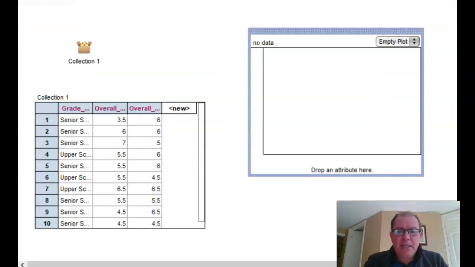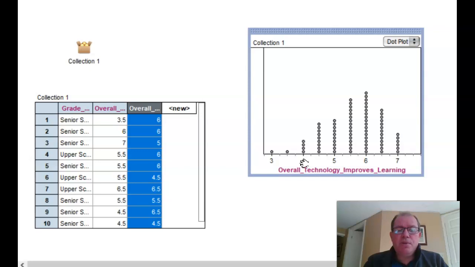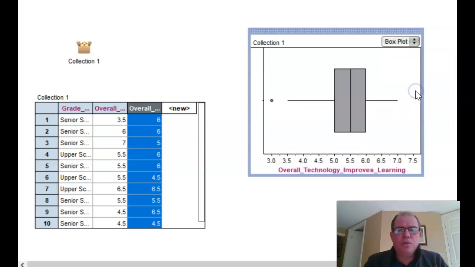So I've placed the data into Fathom, and I'm now going to have a look at their overall technology improves their learning. I'm going to draw a box plot of that and have a look at the whole school. So there we've got an outlier. Eva had a 7-point Likert type scale, and we can see that we've got an outlier, so we need to use the median, and we could describe that distribution. I'm not going to go into that now. I've done that in another video, but that's interesting, what that shows there.